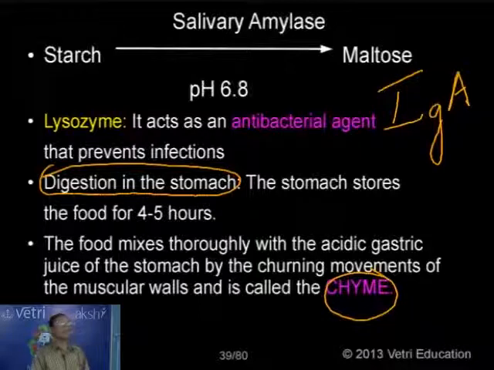That is because of the churning movements of the muscles of the stomach, so that the food is mixed thoroughly with the acidic gastric juice, because of the presence of hydrochloric acid. It is acidic in nature. So anyway, we have received a porridge-like food, which is formed in the stomach, and that is called chyme.